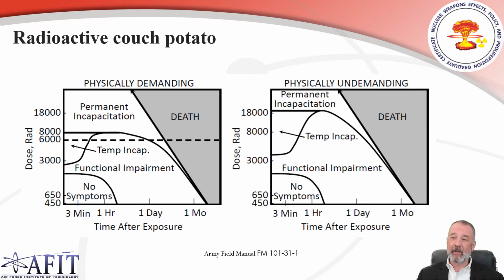Now, this comes from the Army Field Manual FM 101-31-1, and this is looking at dose in rads. I think this is tissue equivalent dose, to be specific. And two different types of activity for people. One is for people involved in physically demanding activities, like running or wearing a lot of gear and marching, something that causes a high degree of physical stress.